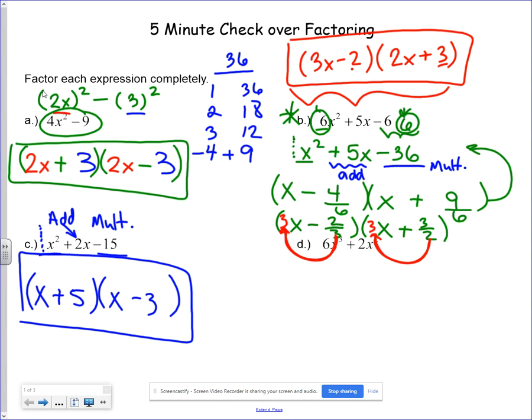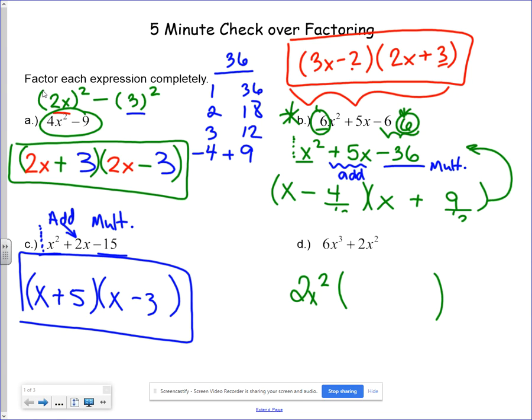And then let's look at D here. Well, first step we should look for a greatest common factor. Is there a greatest common factor? Is there a number or a variable that goes into both of these terms? 2x squared divides into both of these. So we can factor out the GCF. It's like doing the distributive property but backwards. Now we gotta ask ourselves, what do we take times 2x squared to get 6x cubed? 3x. Now we're gonna ask ourselves, what do we take times 2x squared to get 2x squared? Positive 1.